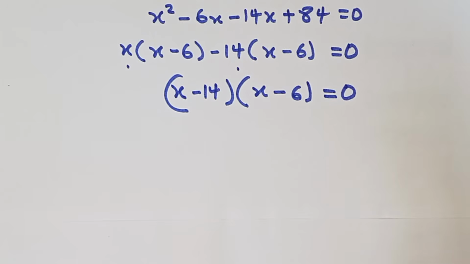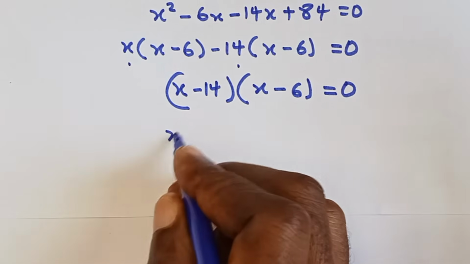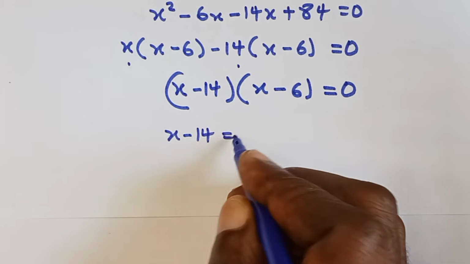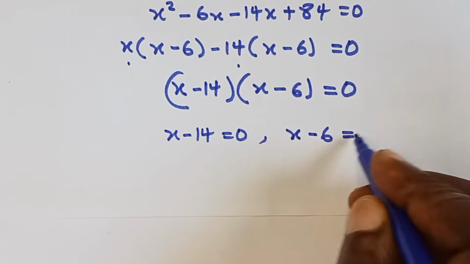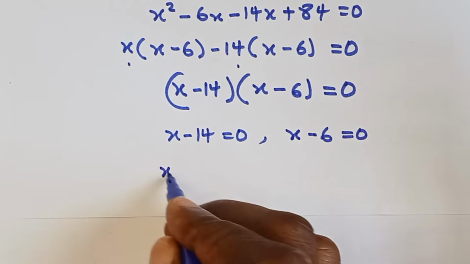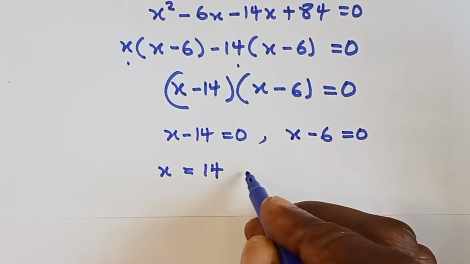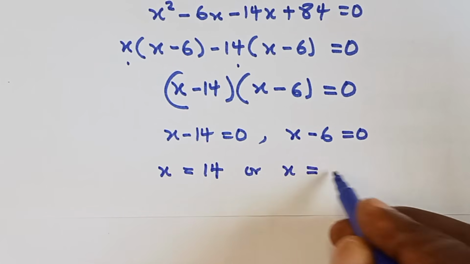All right, so equate each bracket to 0. So we have x minus 14 equals 0, and also x minus 6 equals 0. It means x equals 14 or x equals 6.